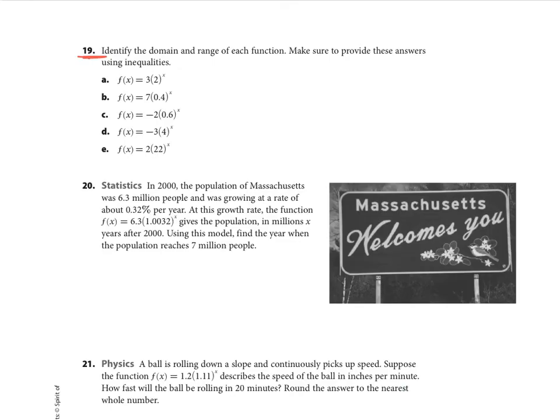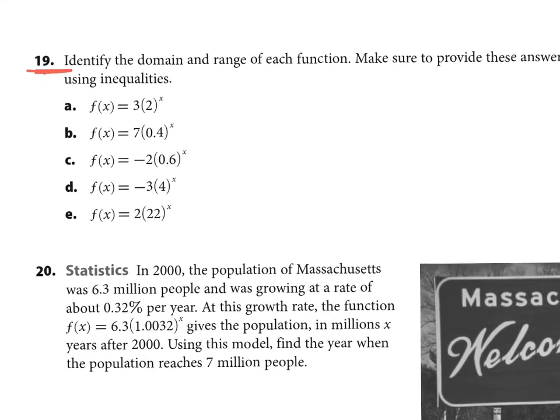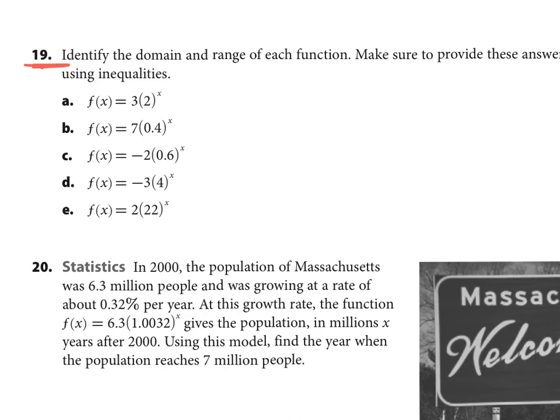All right, last one. State the domain and range of each function. Make sure to provide these answers using inequalities. Okay, using inequalities. So this takes us back a little bit, which is a good review for us here in terms of how to write things. So domain. What have we said for the domain of every function in Algebra 1 unless it's a word problem? Domain is all real numbers, okay? So that means the domain for all of these, A through E, would be exactly the same.